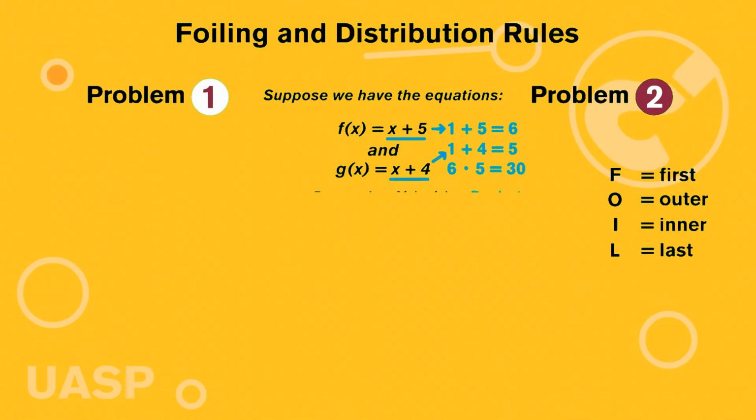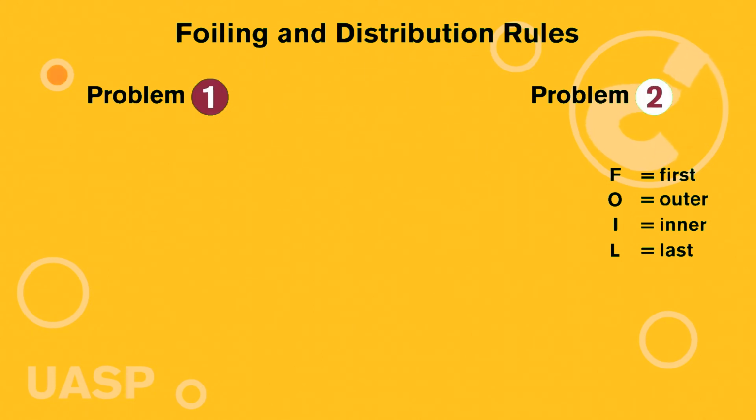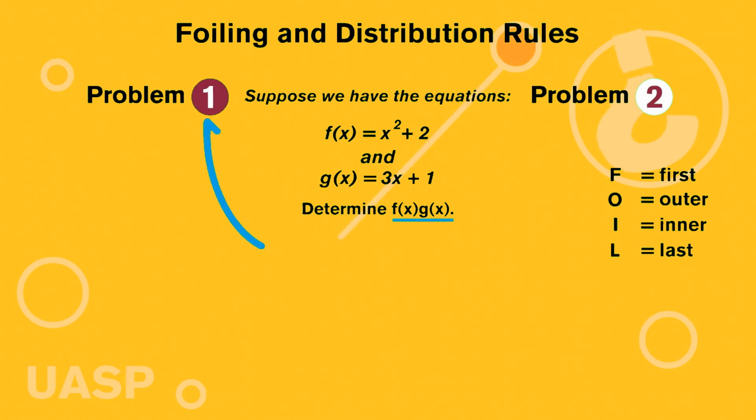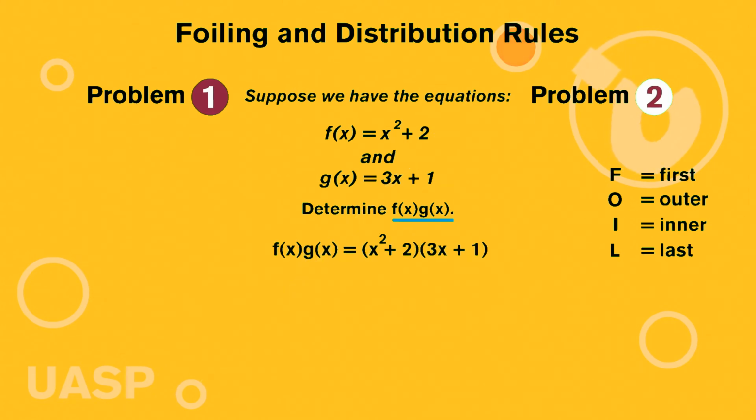All right, so now we're going to do the same thing on the right-hand side. We still have f of x and g of x, and they want us to multiply them. So what we'll do is rewrite the f of x and g of x, but plug in those equations, just like what we did over here. So for f of x, we have x squared plus 2 times 3x plus 1. All right, and then from there, what we'll do is the same exact process, right? So we'll do first, outer, inner, and then last.